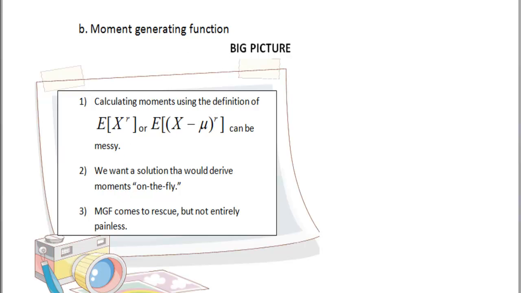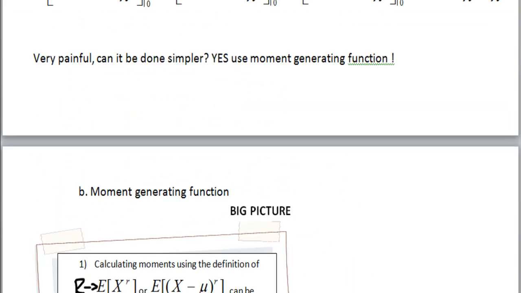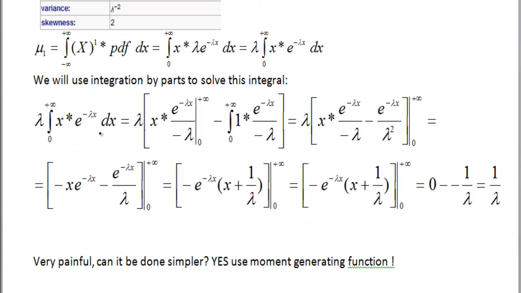In the previous lecture, we saw how to calculate moments using the definition of expectation. So for raw moments, we use this definition. For central moments, we use this definition here. So when we tried to actually calculate the first moment of the exponential distribution, we realized that we had to solve this integral. And it was getting quite messy.